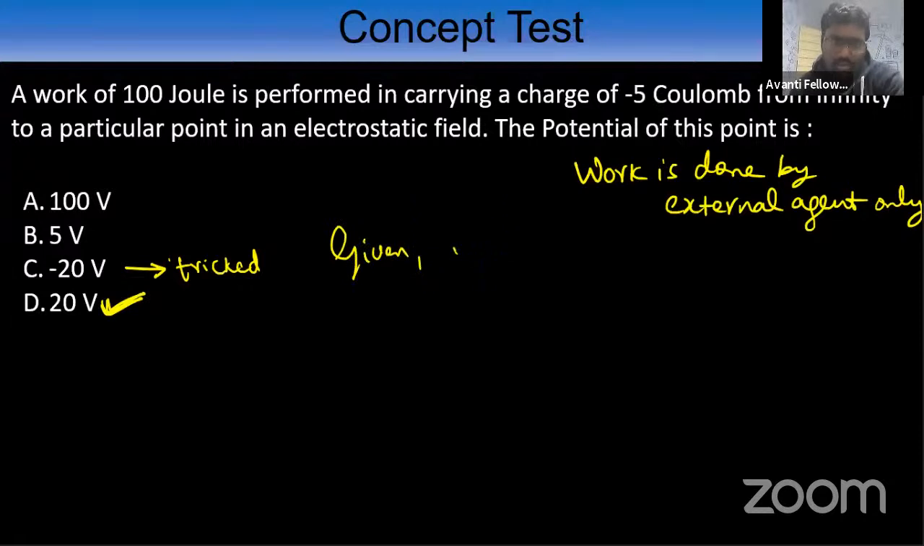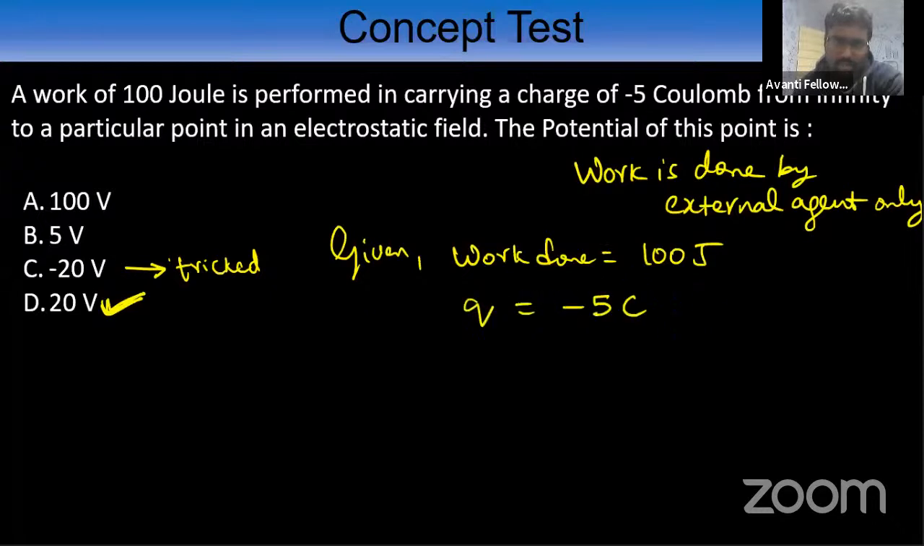Given work done. Work done, yes, 100 joules. Now, who is doing the work? And what is the charge? Charge is minus 5 coulomb. From distances, R1 is infinity and R2 is some point, from infinity to some point R. Okay, it doesn't matter. Now, what is the potential energy? The potential of this point is.